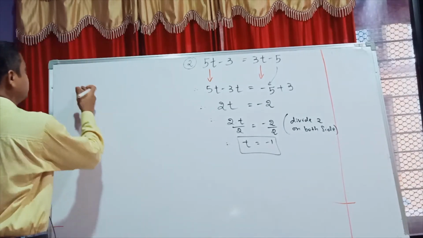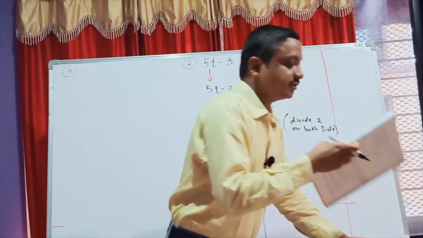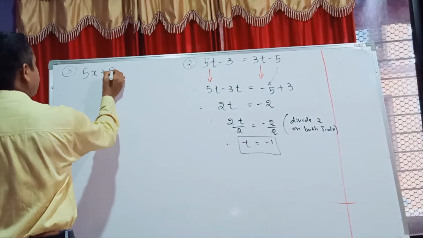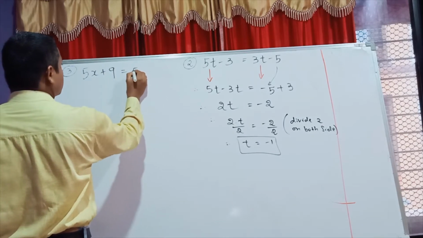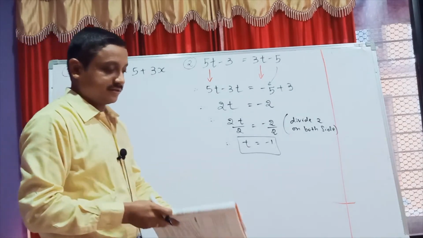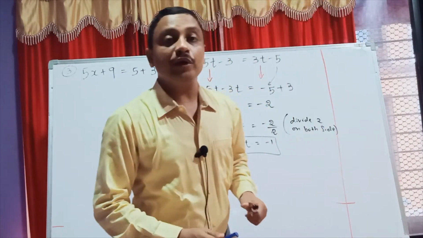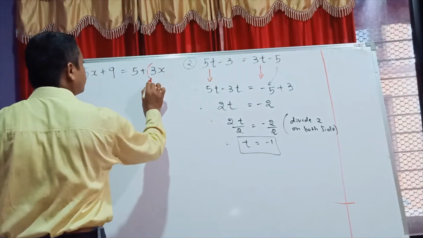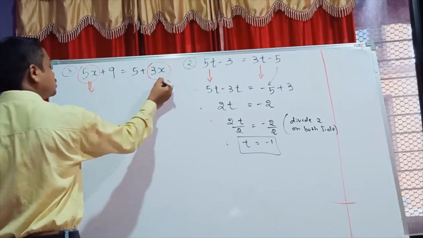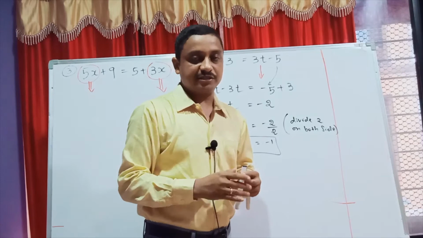Now continue. Question number 3. My third question is 5x plus 9 is equal to 5 plus 3x. Here also first you students define where our 2 variables are. One is 3x, one is 5x. These 2 are necessary, first define our 2 variables.